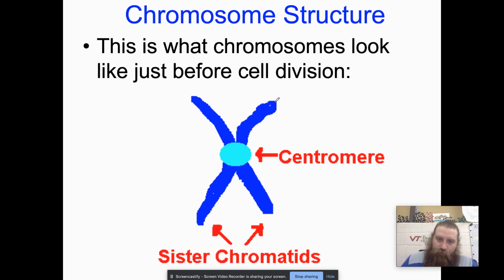Here we have sister chromatid number 1 right there. So that's a chromatid. And then we have sister chromatid number 2. You could do left and right, it doesn't really matter. But the thing we want to know is that the left side and the right side are each one long strand. They're called chromatids. Now, this is what a chromosome looks like just before it divides.